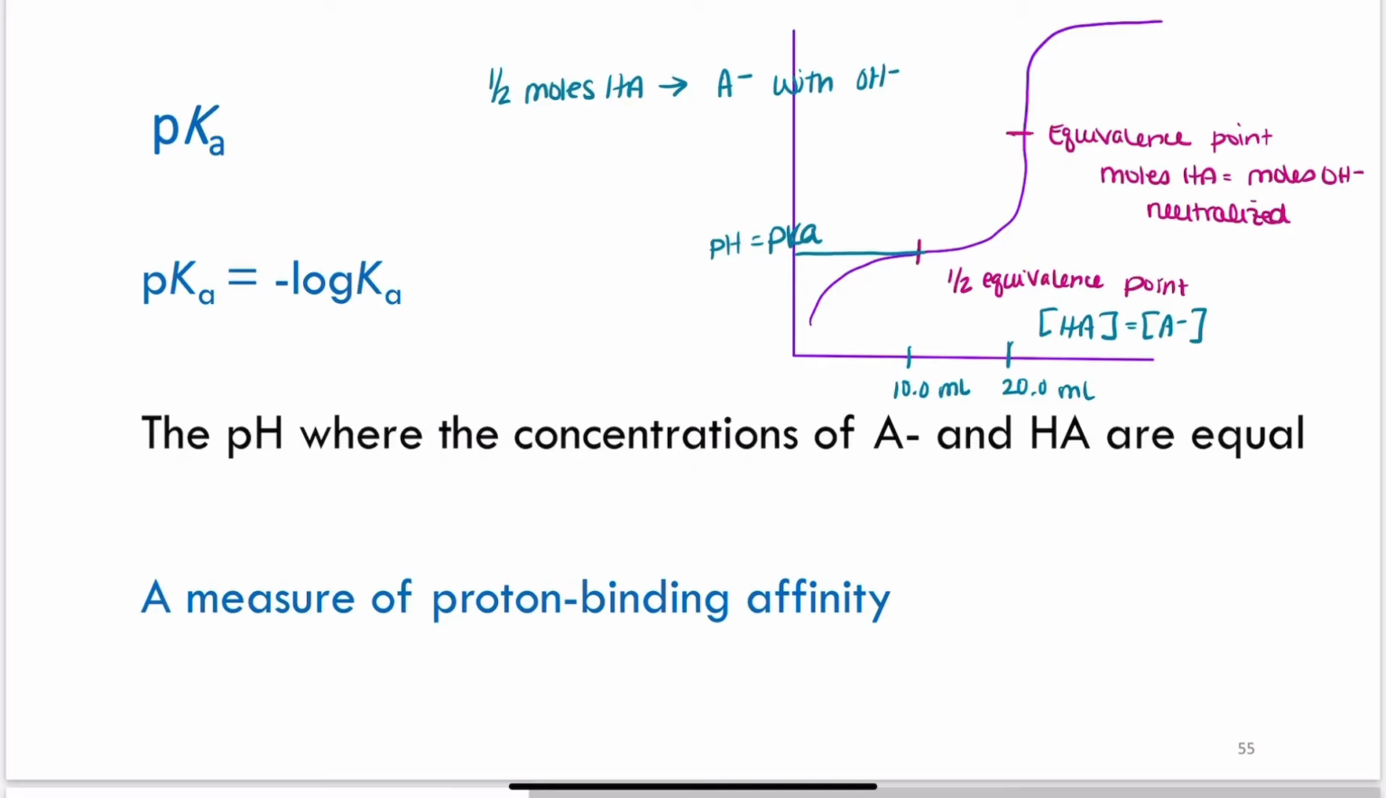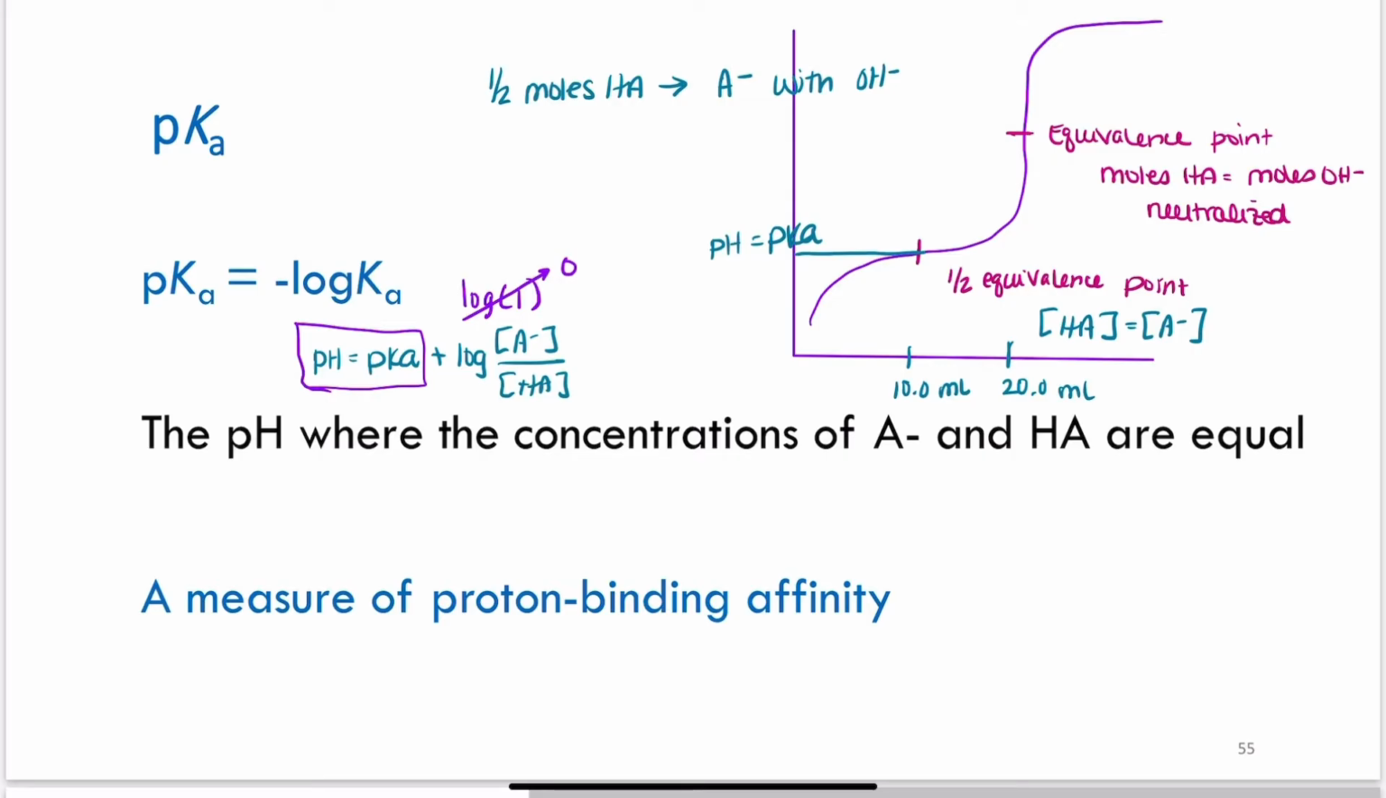If you remember your Henderson-Hasselbalch equation, pH is equal to pKa plus the log of the concentration of A- over HA. At that half equivalence point, the concentrations of HA and A- are equal to each other. So this is like saying the log of 1. The log of 1 is 0. What we're left with is pH equals pKa.